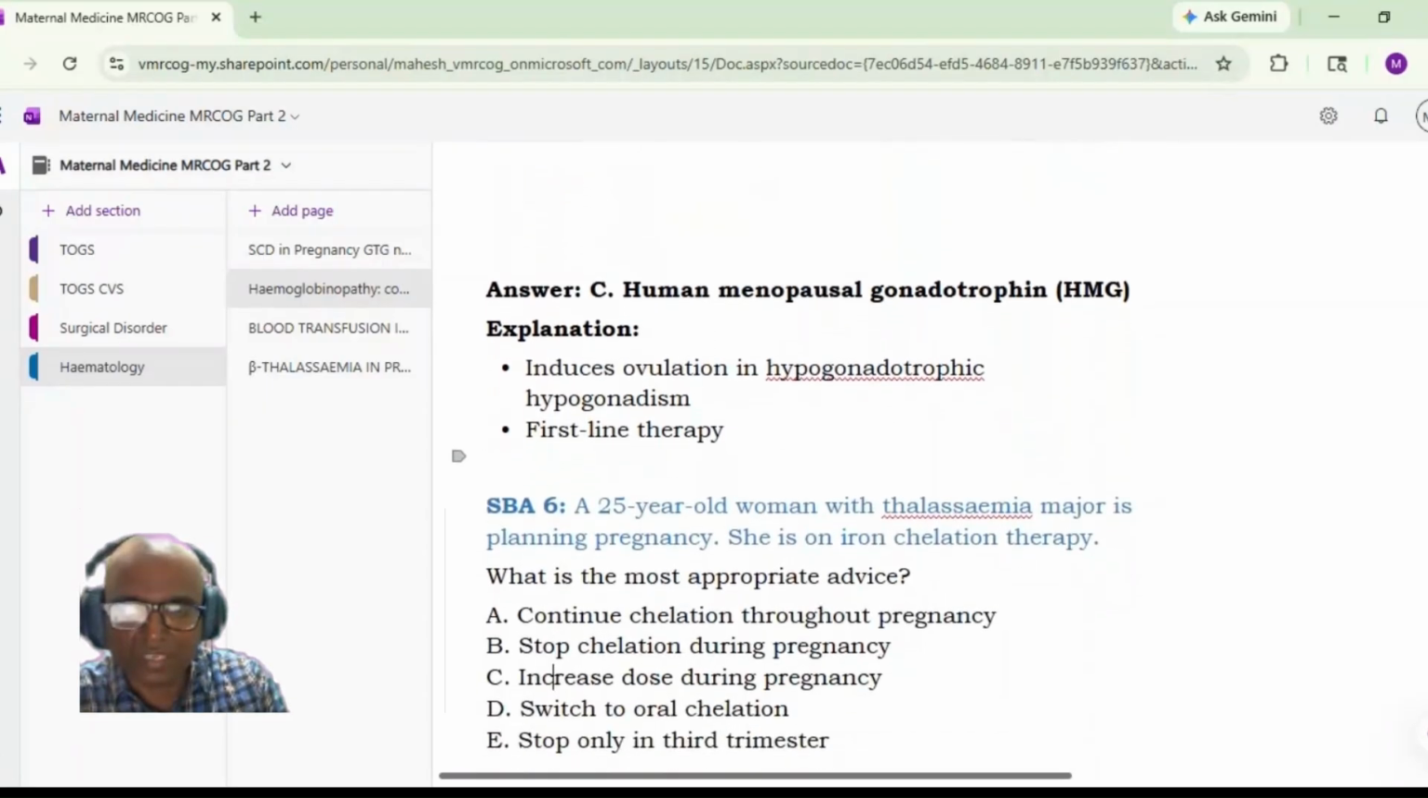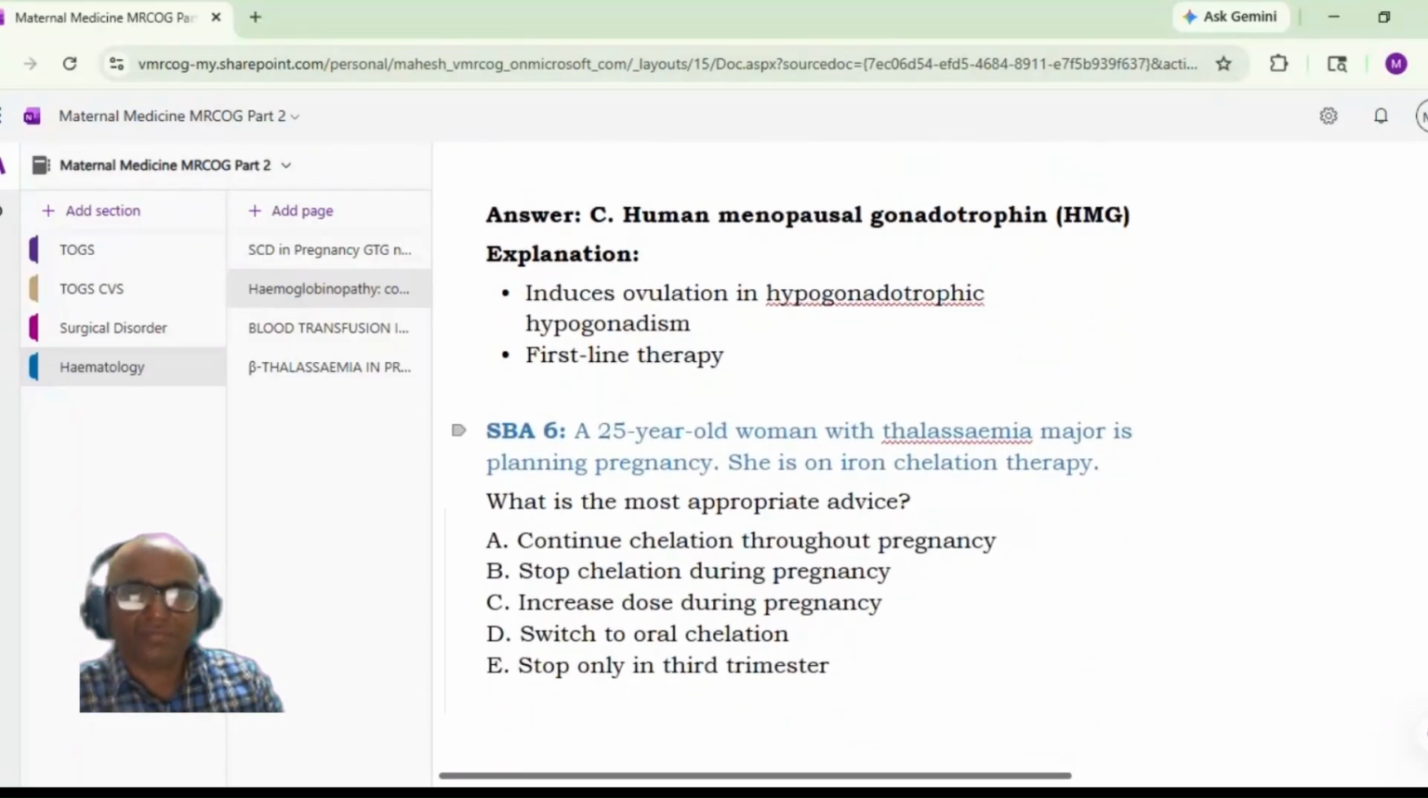Next. A 25-year-old woman with thalassemia major is planning pregnancy. She is on iron chelation therapy. What is the most appropriate advice? A. Continue chelation throughout pregnancy. B. Stop chelation during pregnancy. C. Increase the dose during pregnancy. D. Switch to oral chelation. E. Stop only in the third trimester. The answer is to stop chelation before pregnancy, before conceiving actually. B is the closest option.